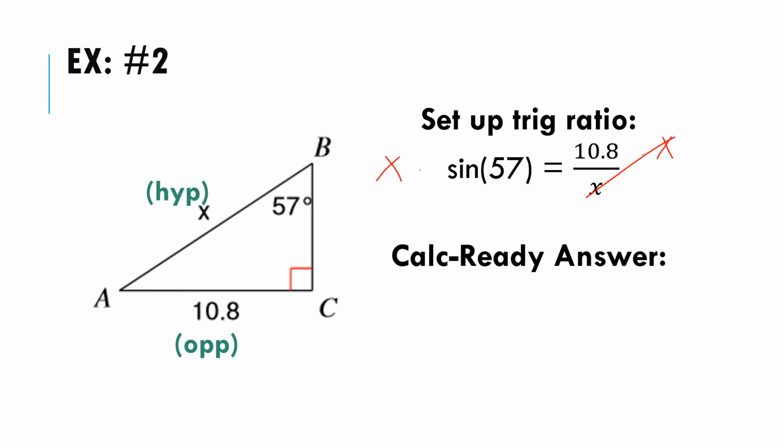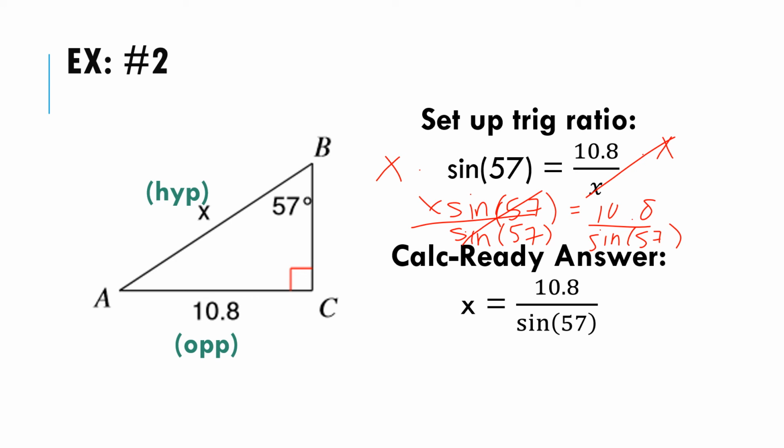So let me see if I can squeeze this in here before I show you the calculator-ready answer. If I have x times the sine of 57 equal to 10.8, remember that the sine of 57 is just a number. If I plug it into my calculator, it's going to give me some random decimal number. So to get x by itself, just like I would with a normal integer or decimal number, I'm going to have to divide both sides by the sine of 57.